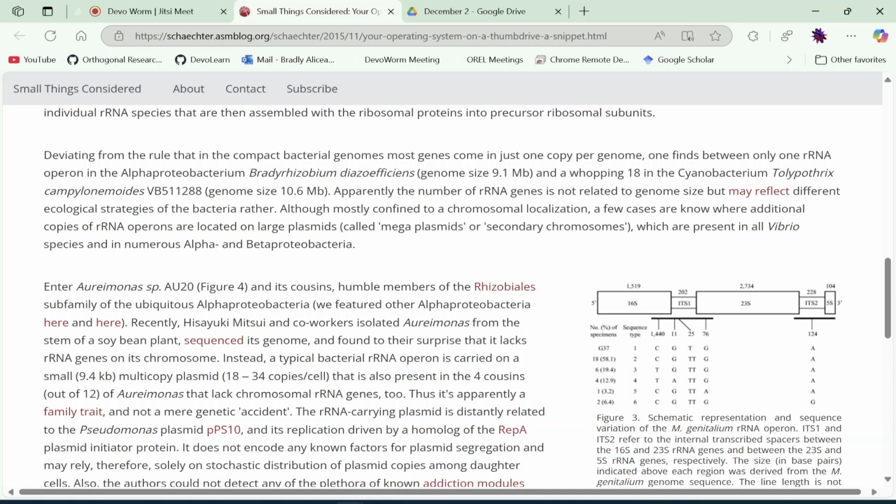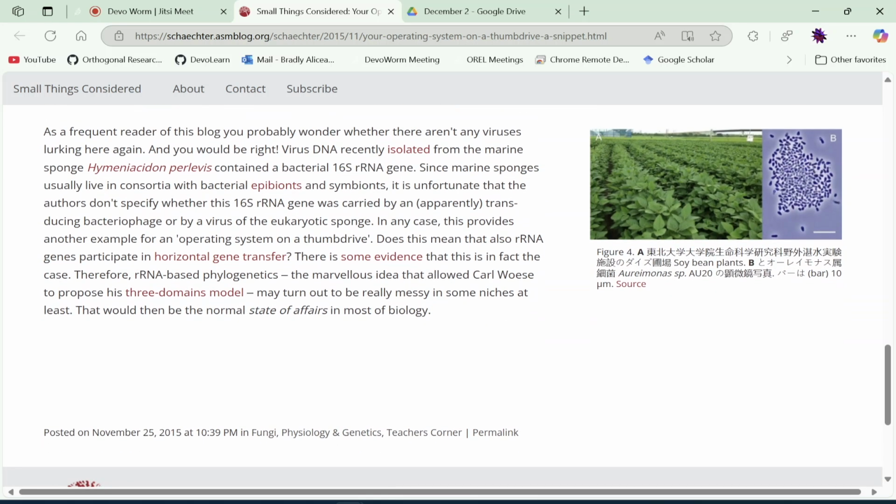of the bacteria. Although mostly confined to a chromosomal localization, a few cases are known where additional copies of the rRNA operon are located on large plasmids, which are present in all Vibrio species and in numerous alpha and beta proteobacteria. In many cases, this provides another example of an operating system on a thumb drive.